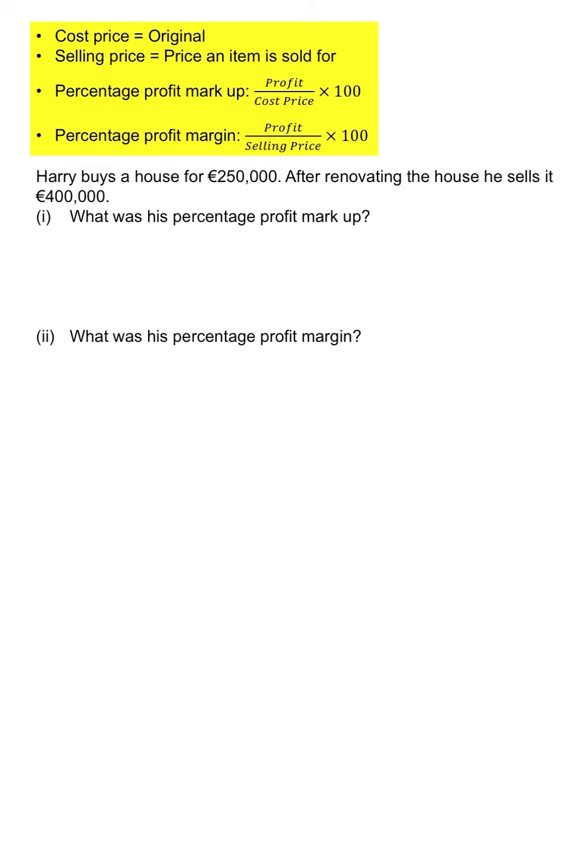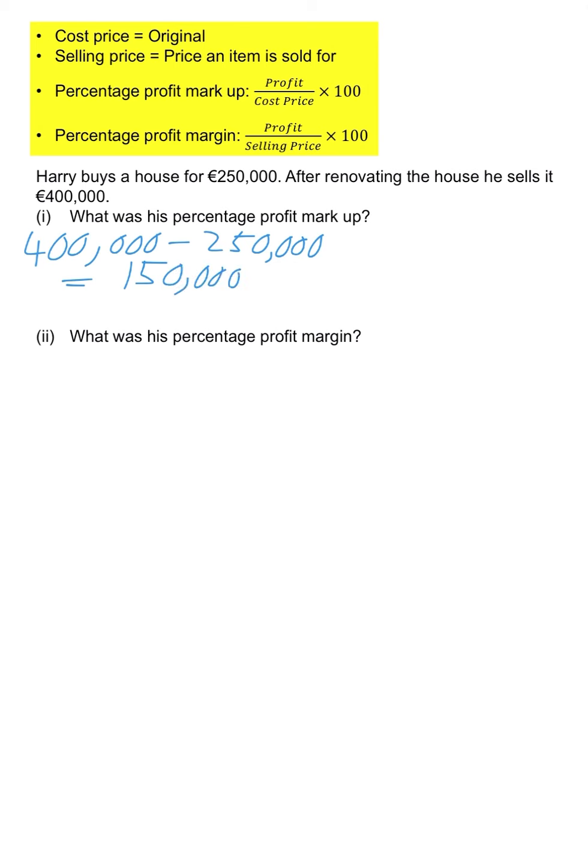Okay, let's have a look at some examples. So Harry buys a house for 250,000. After renovating the house, he sells it for 400,000. And what is his percentage profit markup? So first of all, let's find his profit. So he sells it for 400,000 and the cost price was 250,000. So let's subtract those. And that's a profit then of 150,000.